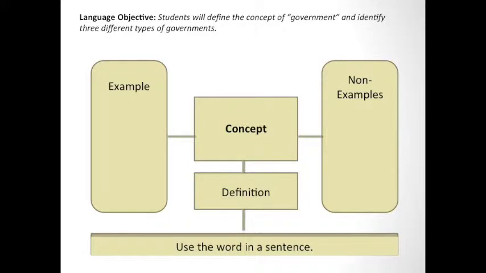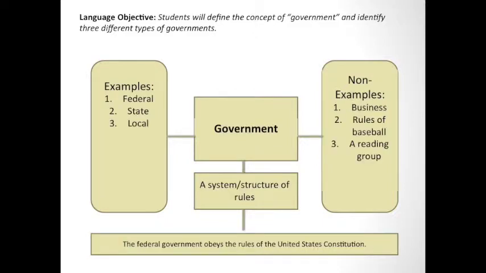Thinking about concept maps for students, giving examples and non-examples with the definition and writing a word in a sentence. So here for government, if we were using a language objective of students will define the concept of government and identify three different types of government, we've got the word in the center, we've got examples, we have non-examples, the definition, and then a sentence.